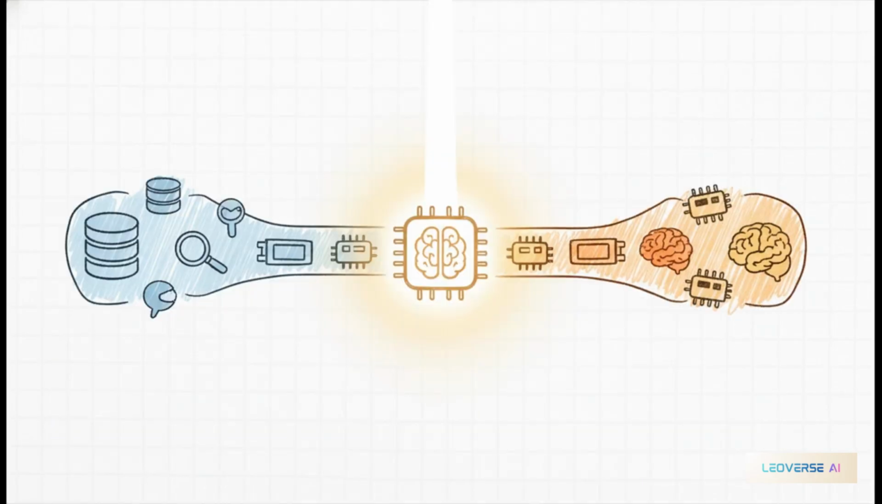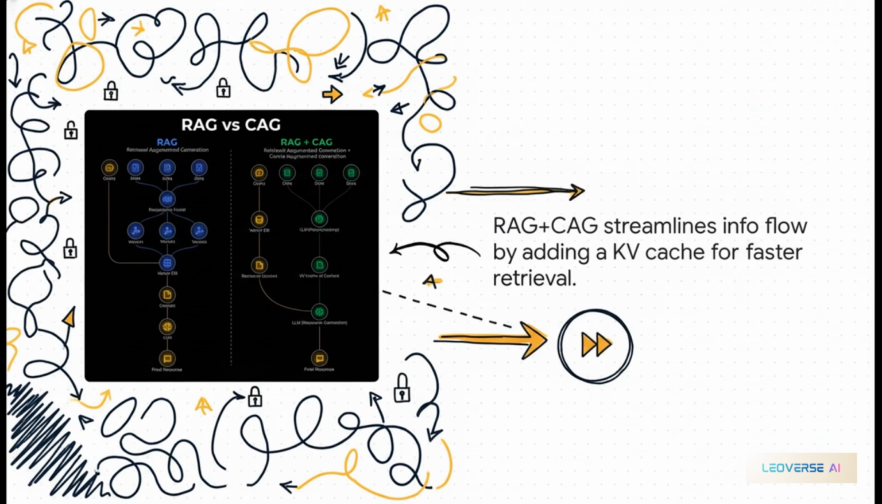Okay, but this is where it gets really, really powerful. The best approach isn't picking RAG or CAG. It's using them together. You get that up-to-the-minute fresh knowledge from RAG, but you combine it with the lightning-fast recall of CAG. And this diagram just illustrates the difference perfectly.